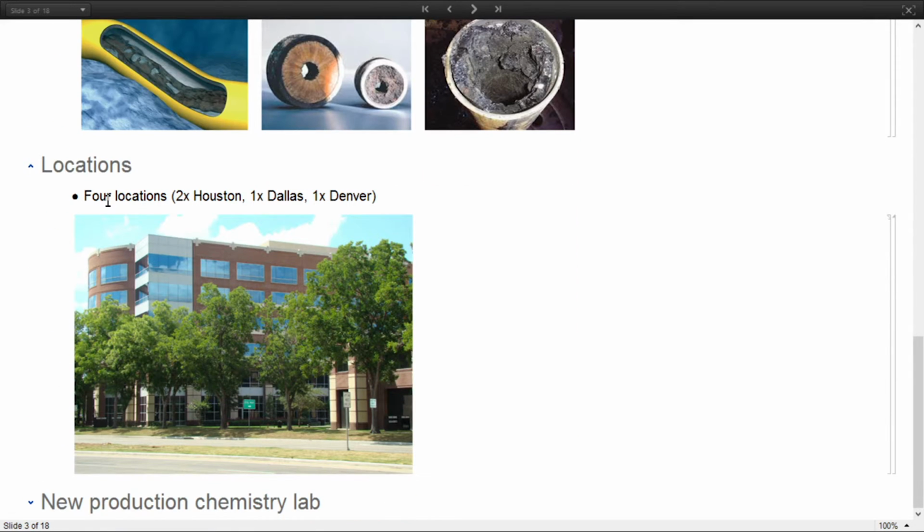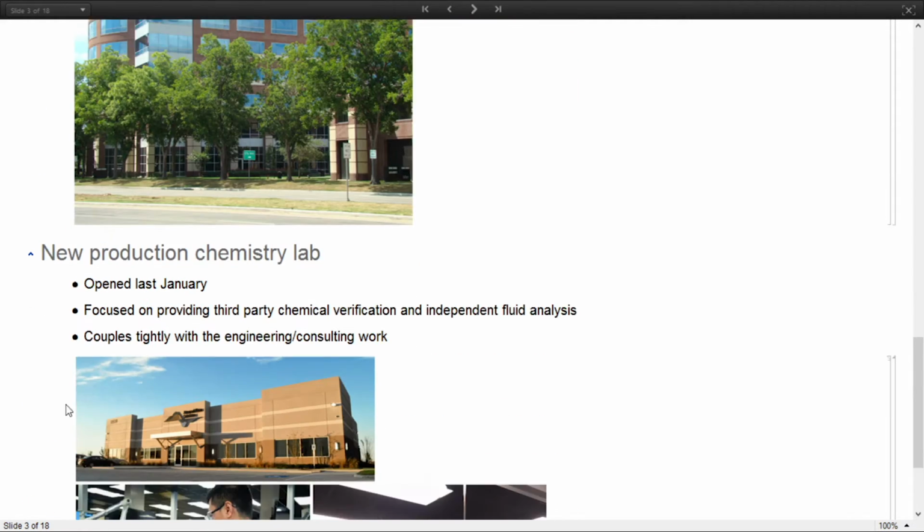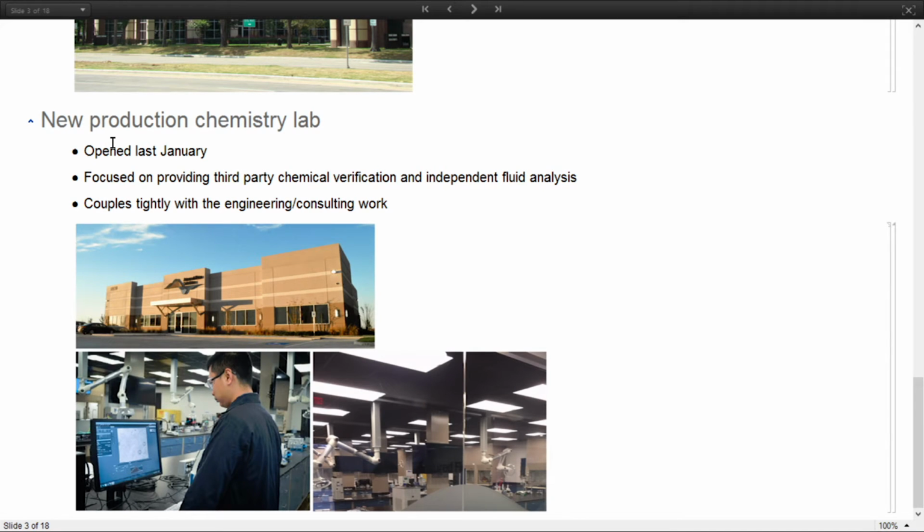So we've got 4 locations, 2 in Houston, 1 in Dallas, and 1 in Denver, and we're really spread out. We only have 20 people in the company, so for 4 locations, it's stretched pretty thin. We just opened up a new production chemistry lab last January, and the focus there was, we've primarily done engineering and consulting work before. With the production chemistry lab, we're able to do some of the fluid testing that we need to do on these oil samples ourselves, and basically be a third-party verification for some of that stuff.